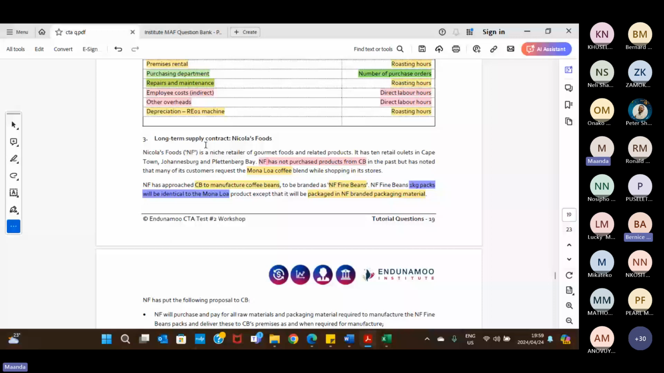So NF has approached us to manufacture our coffee beans, right? So yes, you can say in terms of our manufacturing processes, we are outsourcing that. Is outsourcing the right word to use? We are using our capacity. It's not the right word to outsource, because to outsource, we're talking about CB, and now we're talking about NF. I think we need to understand who we are in the context of this question.